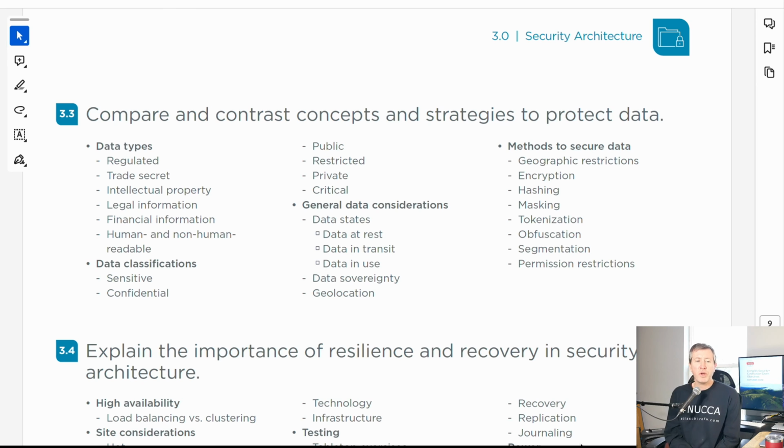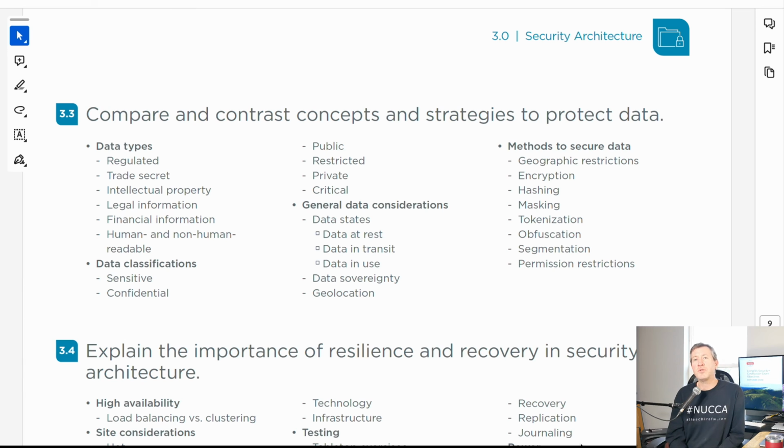In 3.3, we get into different classifications of data. Remember I mentioned earlier that mandatory access control is something: is it confidential, secret, top secret. There's various different levels that somebody may have assigned to them that they may or may not have access to different resources based on that, and we may classify our data, so we'll talk about data classification there.